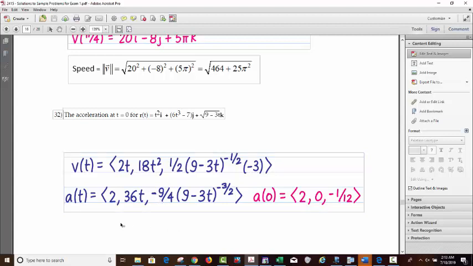And then you put in 0, 0, 2, that'll be 0. You can do that in a calculator, but it is correct. Because 9 to the negative 3/2 is 1 over 9 to the 3/2, which is 1 over 27. So if you take negative 9 over 4 times 1 over 27, that reduces to negative 1 over 12. And then there's your acceleration vector at t equals 0.